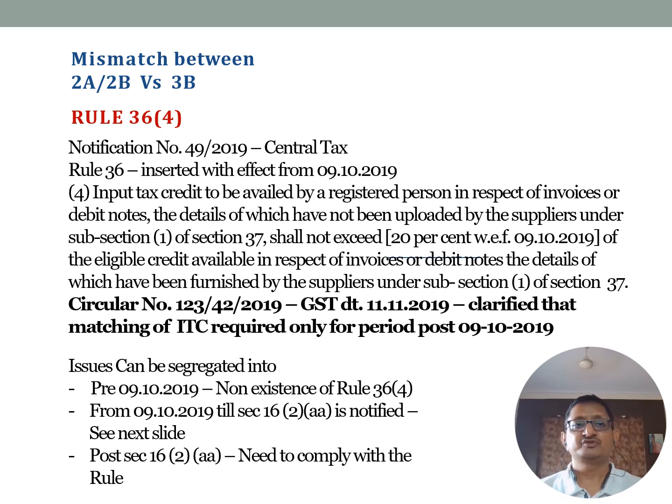Now, the mismatch between GSTR 2A, 2B versus 3B. Rule 36(4) was notified as per Notification 49 and has been effective from 9th October 2019. What does this rule talk about? This rule says that a person can take the GST credit only on the basis of GSTR-1, as reflected in 2A or 2B as filed by the supplier.